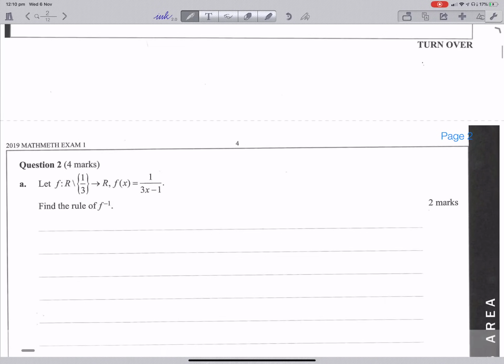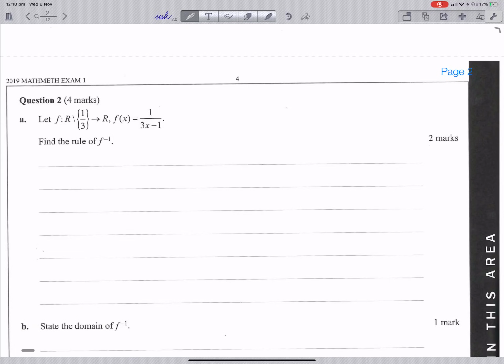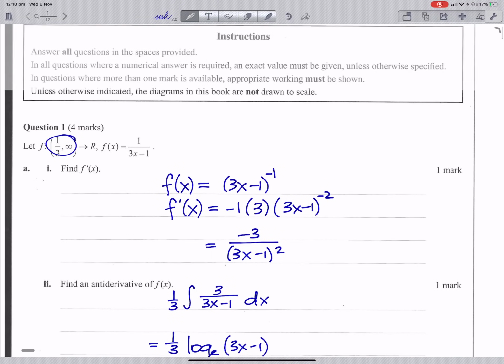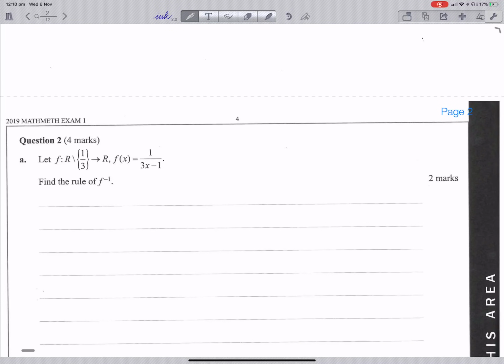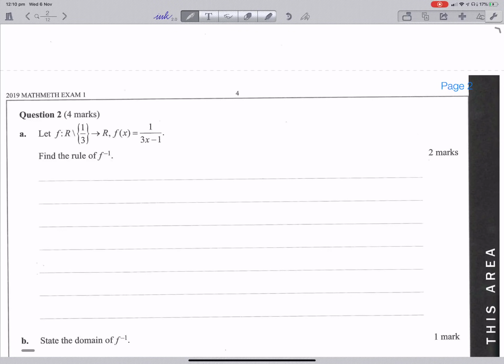Not a bad start. Still going with the same question, except this time it's defined for all values except for the denominator. So find the rule of f inverse of x. Let y equal 1 on 3x minus 1. Let y equal f of x.